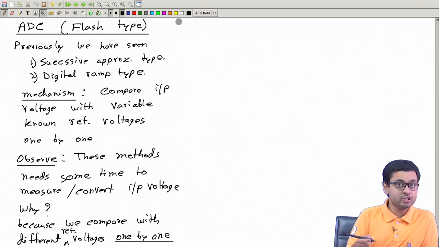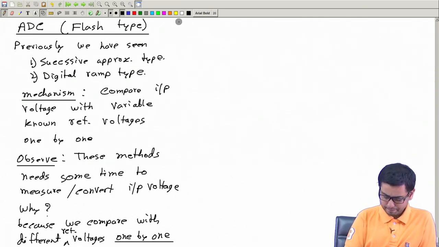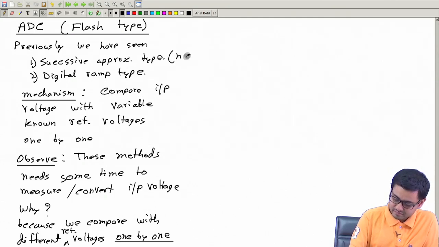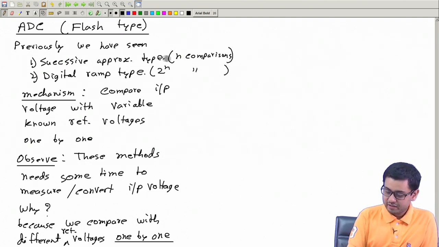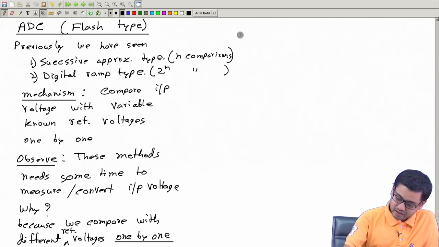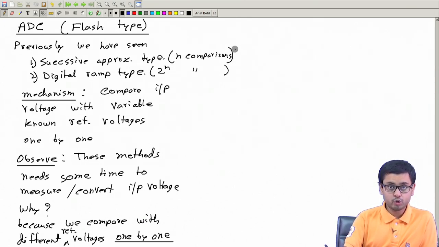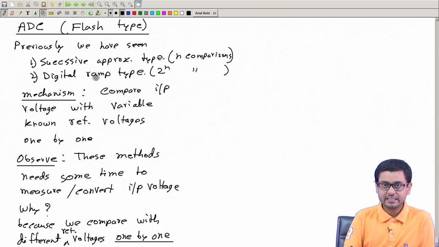And depending on how many comparisons we do, that many clock cycles we need. In this case we need n comparisons, n measurements, if it is an n bit ADC, and in this case we need 2 to the power n comparisons. So, this is slower, but anyway this also needs a finite time, n number of cycles. Now, flash type ADC is an ADC which will do multiple comparisons at once. So, it is like parallel processing, whereas these are like serial processing.